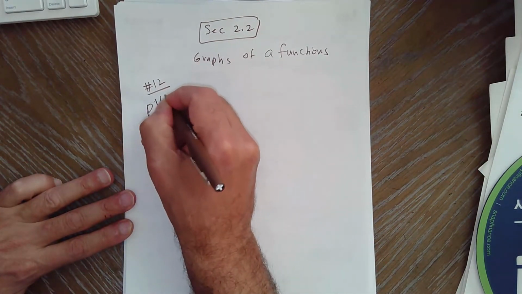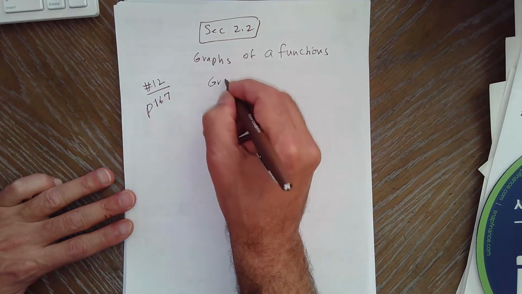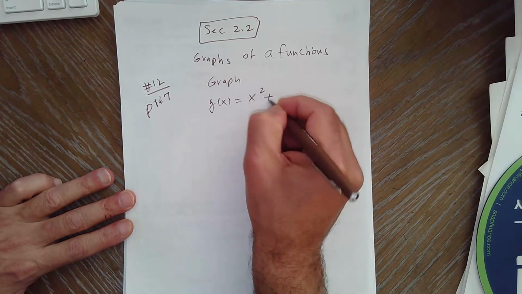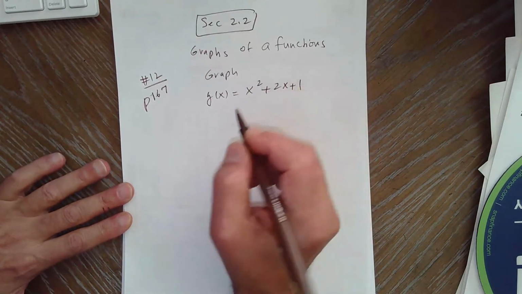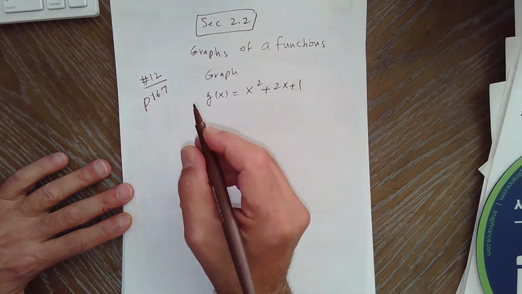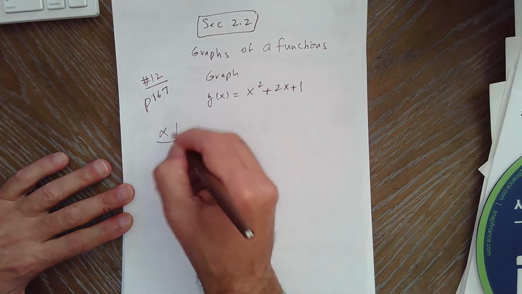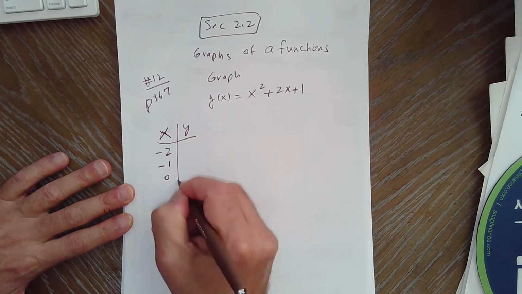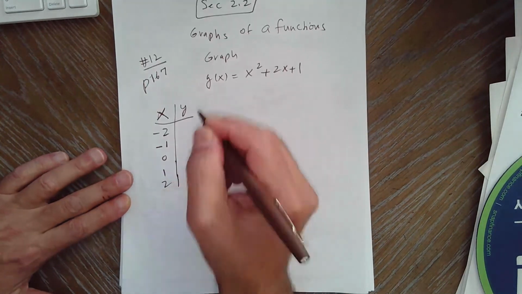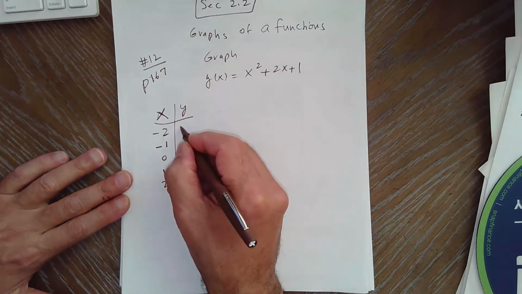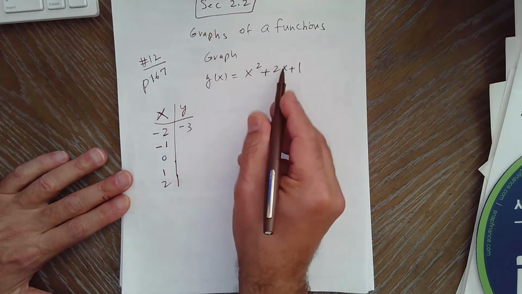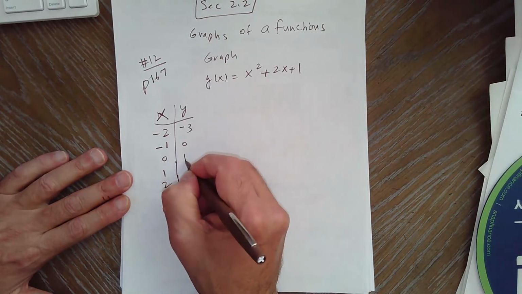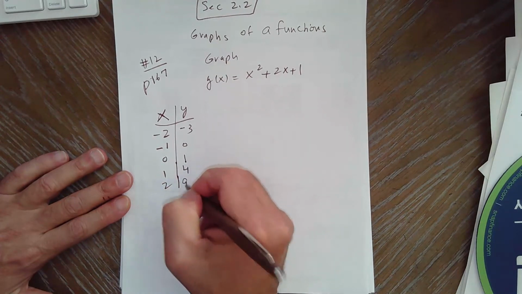Page 167, number 12. How do we graph g of x equals x squared plus 2x plus 1? If we make a t-chart, usually we pick a couple of negatives, and 0, 1, and 2. If we plug it in there, we get negative 3. Negative 1 squared plus 2 times negative 1 plus 1 is 0. That's a 1, that's a 4, and that's a 9.